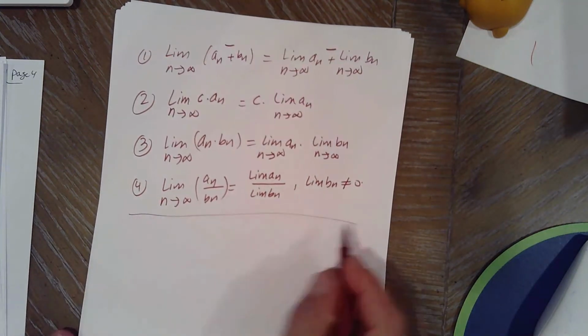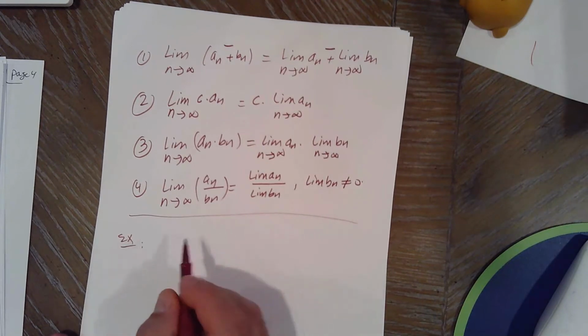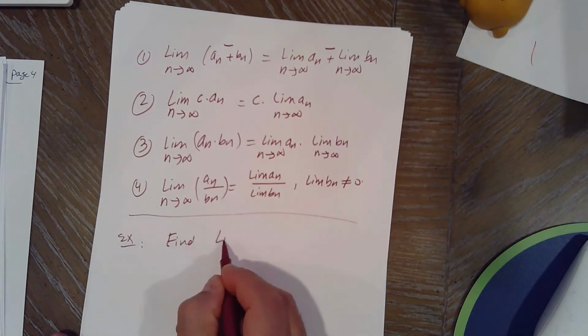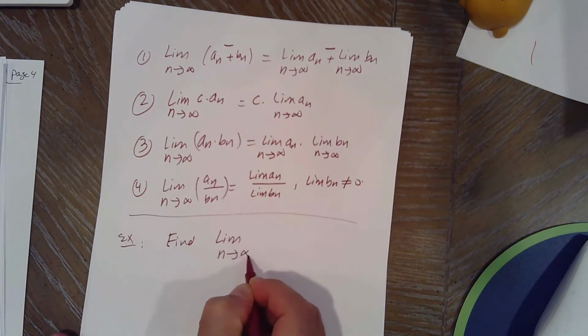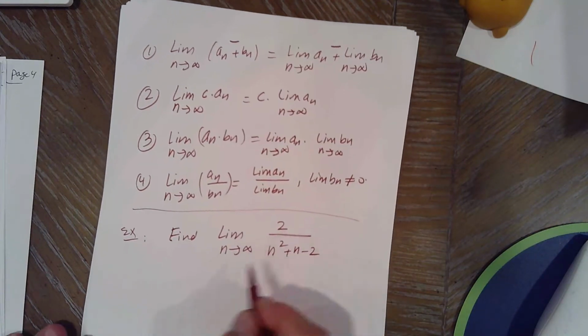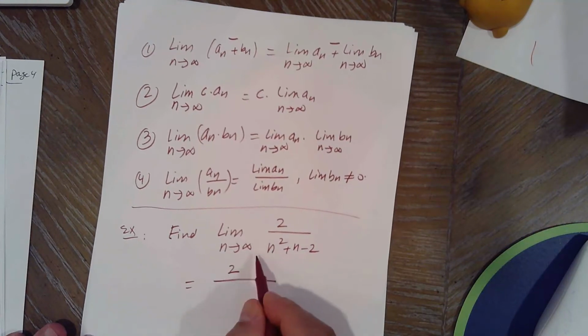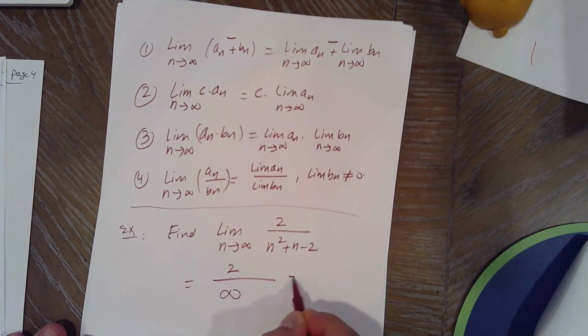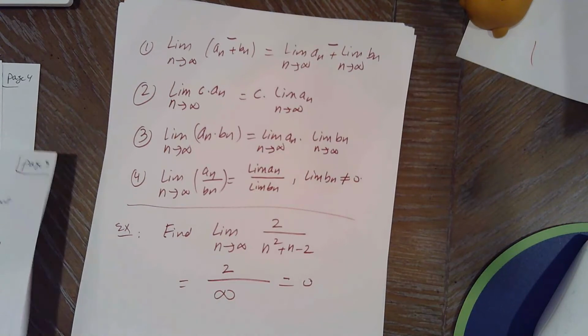Alright, and we're going to be doing this throughout this chapter. So find the limit as n goes to infinity of 2 over n squared plus n minus 2. So we do the limit of 2, which is 2, over the limit of the denominator, which is infinity, which is 0. We always do that.